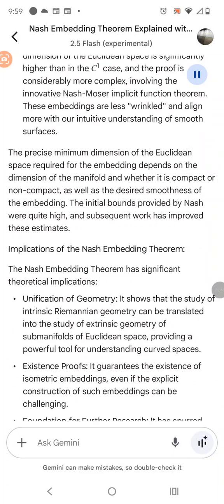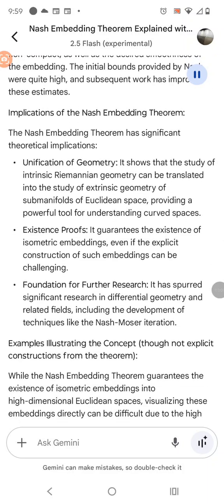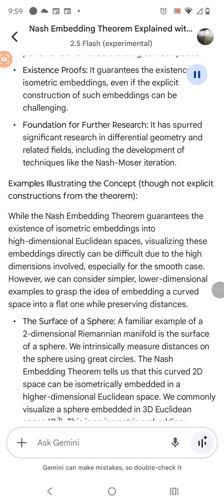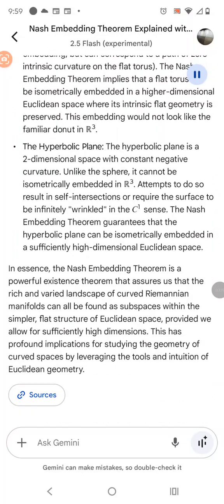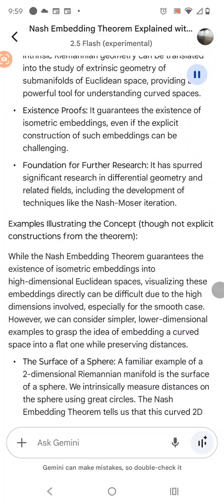Implications of the Nash embedding theorem. The Nash embedding theorem has significant theoretical implications. Unification of geometry: it shows that the study of intrinsic Riemannian geometry can be translated into the study of extrinsic geometry of submanifolds of Euclidean space, providing a powerful tool for understanding curved spaces. Existence proofs: it guarantees the existence of isometric embeddings, even if the explicit construction of such embeddings can be challenging. Foundation for further research: it has spurred significant research in differential geometry and related fields, including the development of techniques like the Nash-Moser iteration.